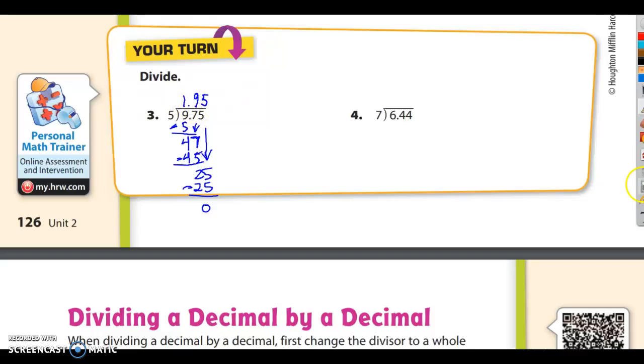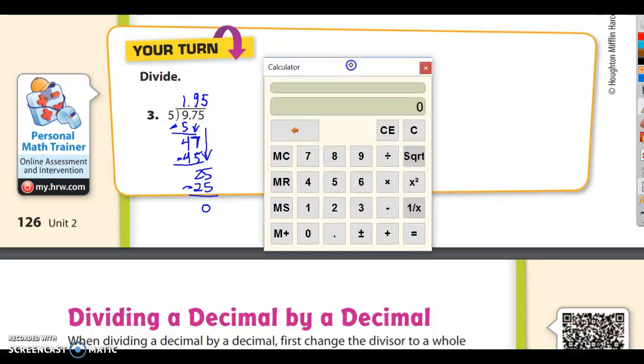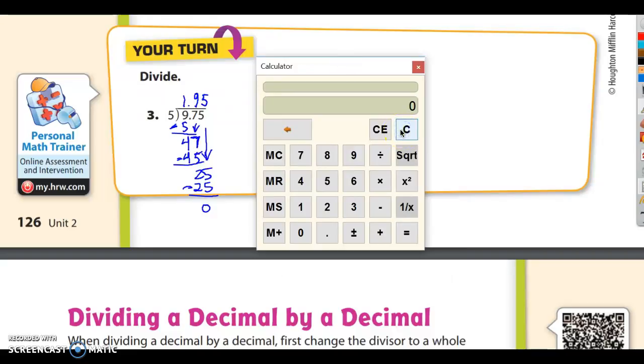And to check your answer, you can either multiply or divide. I like to multiply to teach that multiplication and division are opposite operations. So I'm going to do 5 times 195. So I multiply my divisor by my quotient, and I should get my dividend of 975, and I do.